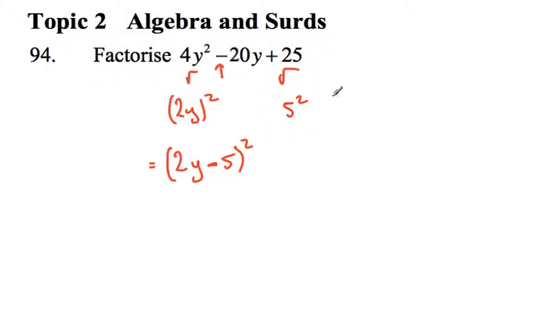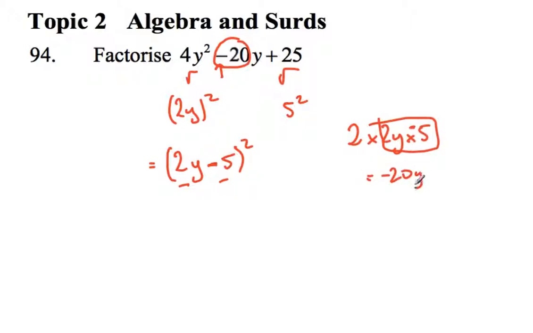Now, the way to double check this is if you can multiply by 2 the two items that you propose to go into the brackets. Into the brackets we were going to put a 2y and a minus 5. If you can double those two, you should get to this term here. So 2 times 2y is 4y, times minus 5 is minus 20y. That's just a double check to see if this is actually a perfect square.